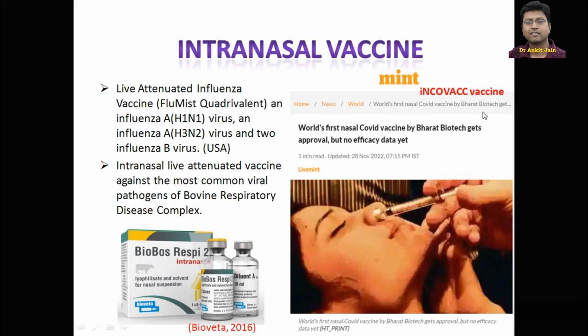Now, recently on 28th November 2022, the iNCOVACC vaccine was launched by Bharat Biotech against corona, and this vaccine is also given intranasally. In animals, there is a vaccine called BioBoss RP. This is an intranasal vaccine, given to protect bovines against respiratory disease complex.